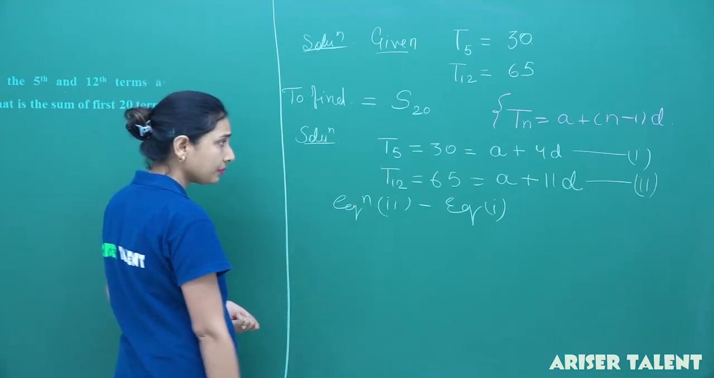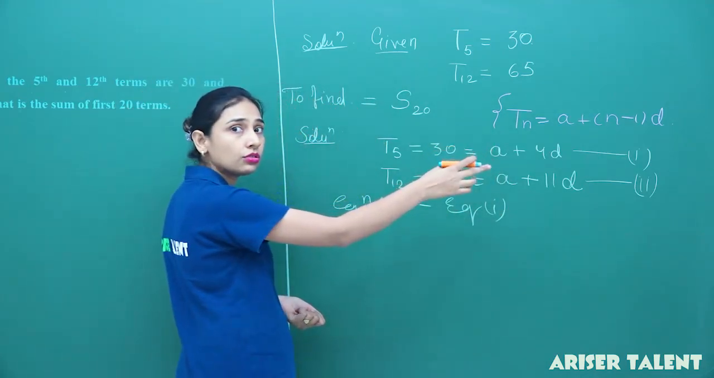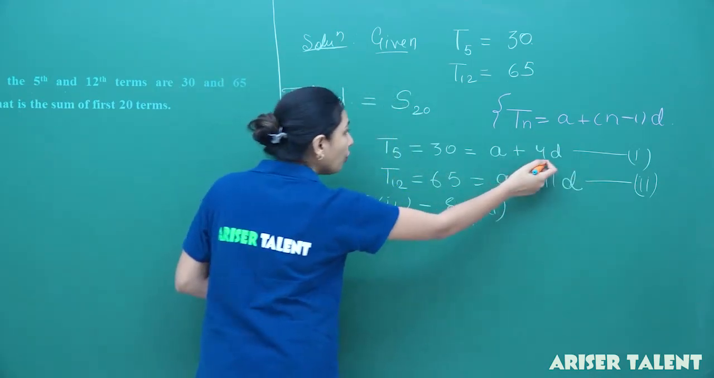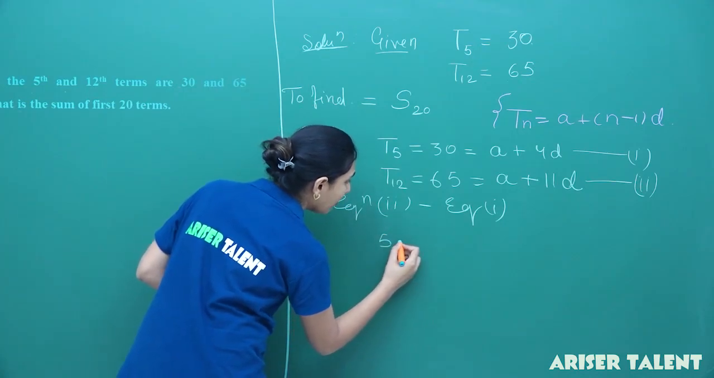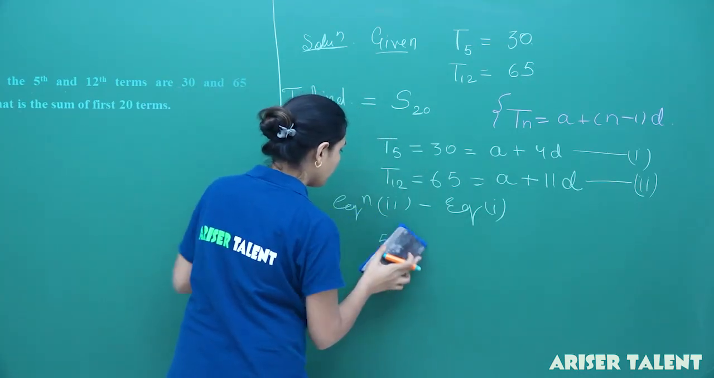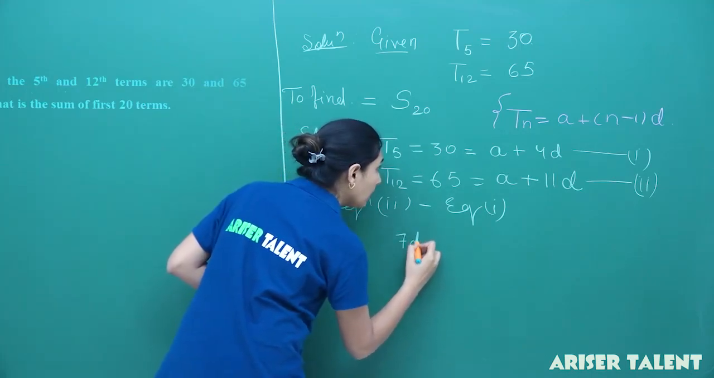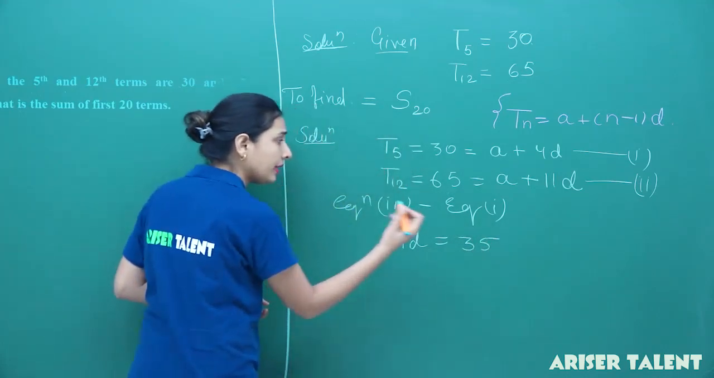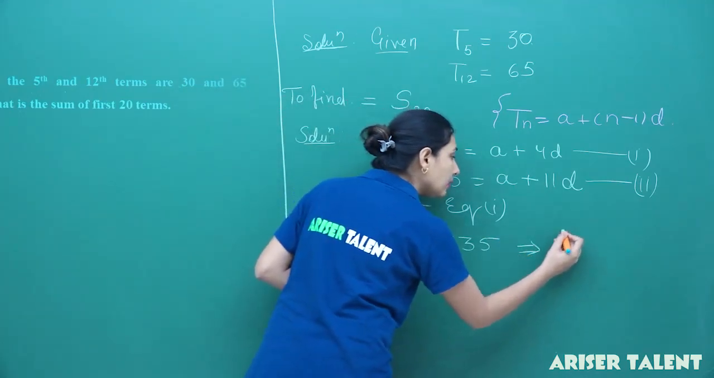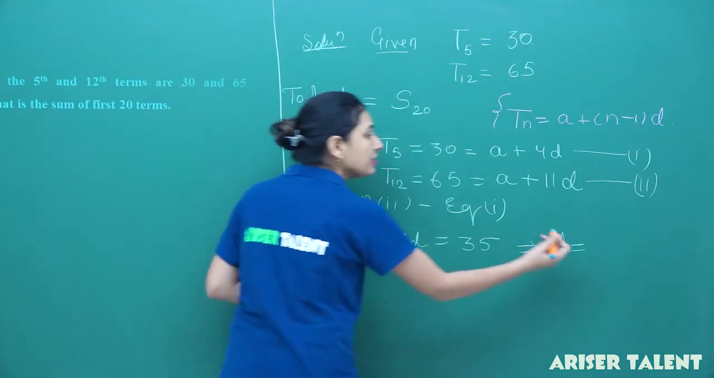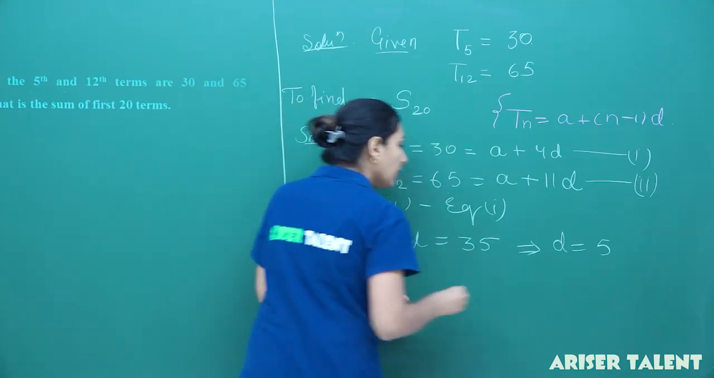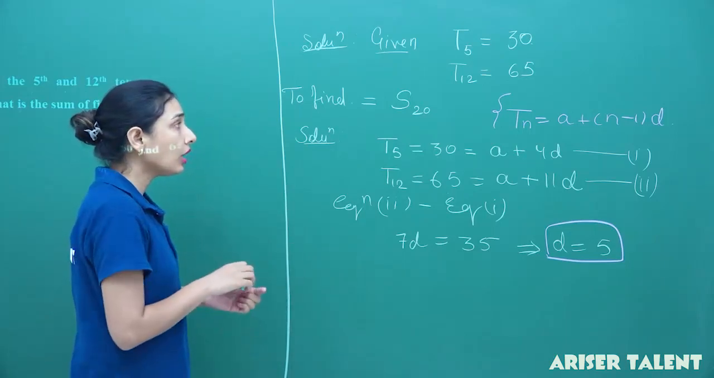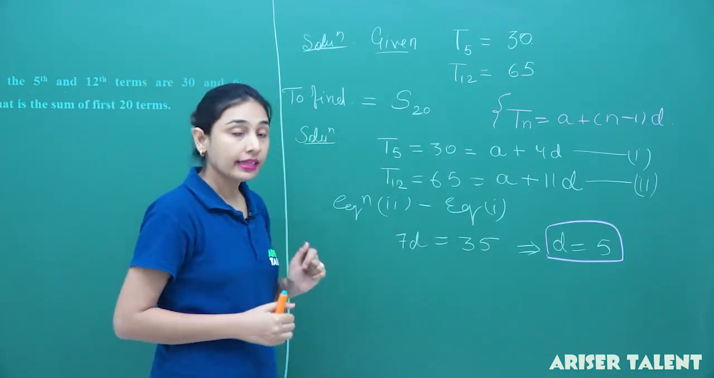So when you subtract it, you will get what? A minus A equals to 0. Now 11D minus what? 4D, right? So you'll be having 7D. 7D equals to what? This 35. From here you can write then D equals to 35 by 7, which is 5. So this is the one thing you've got. D equals to 5.